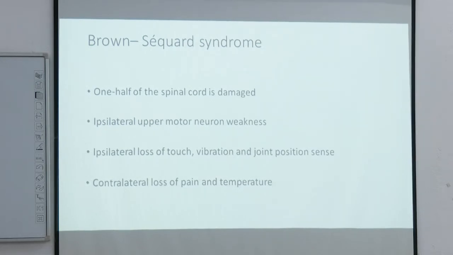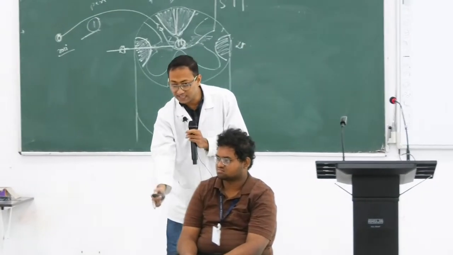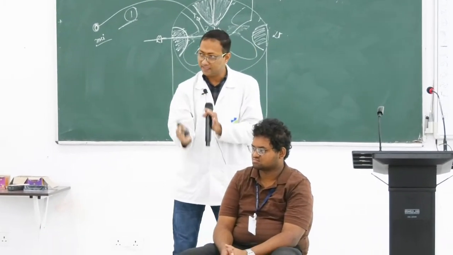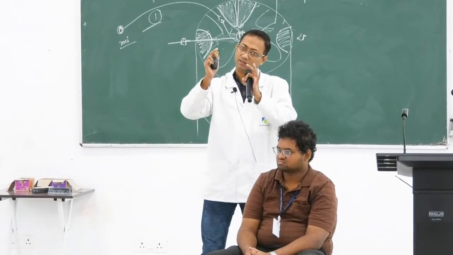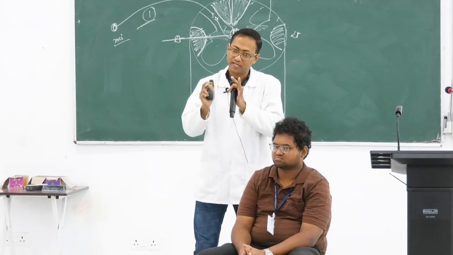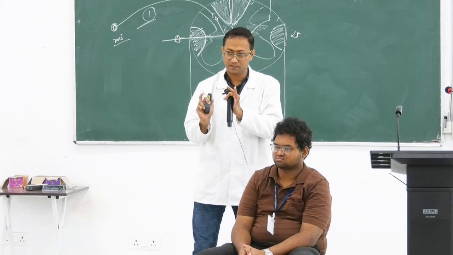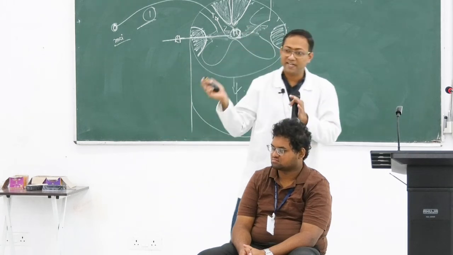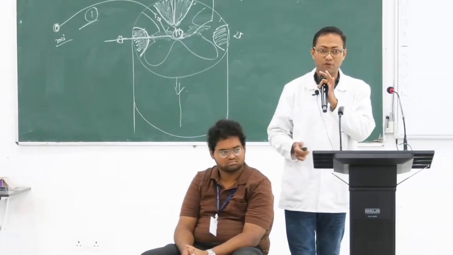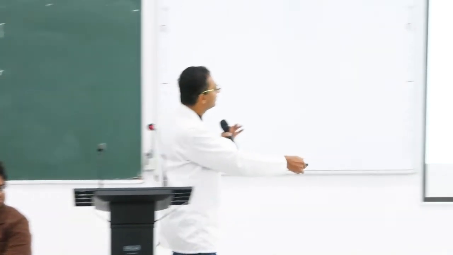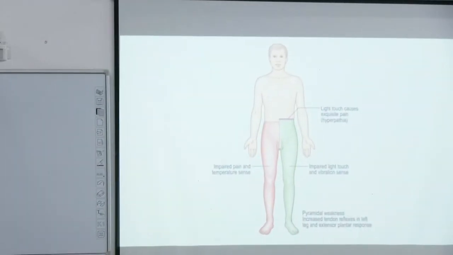Okay, so if I transect the right side, what will happen at the right side? On the right side, there will be loss of vibration, proprioception and joint position sense. But pain and temperature loss will be on the opposite side. This is Brown-Sequard syndrome. So see the distribution. This is typical Brown-Sequard syndrome.